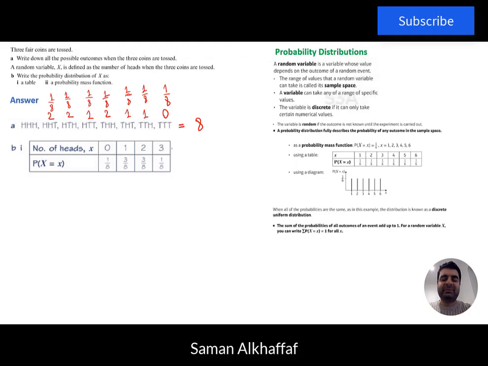And for the third, having 3 heads is only 1 scenario. So this is 3, and this is 1 over 8. So this is how we populated this table to show the number of heads and how we can get the probabilities of getting 0, 1, 2 or 3 heads.